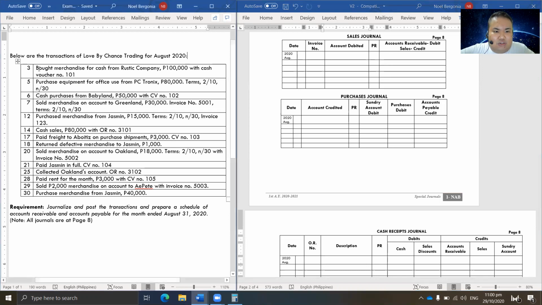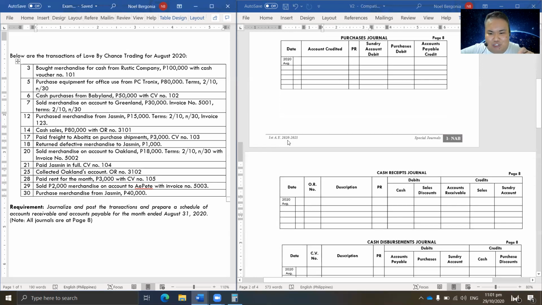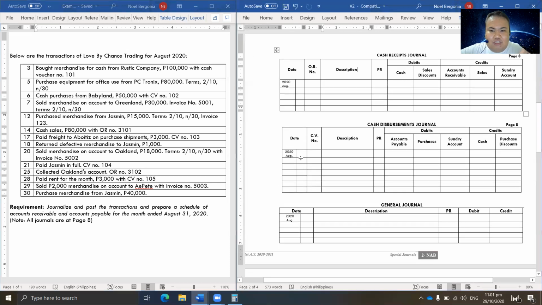The first transaction is bought merchandise for cash from Rustic Company, 100,000 with cash voucher 101. So bought merchandise for cash. As we analyze this, remember that we have disbursed cash. We have paid cash for this merchandise. So what type of transaction do we have? We actually have cash disbursements. And what special journal are we going to use? Of course, that will be recorded under our cash disbursements journal. So here is our cash disbursements journal.